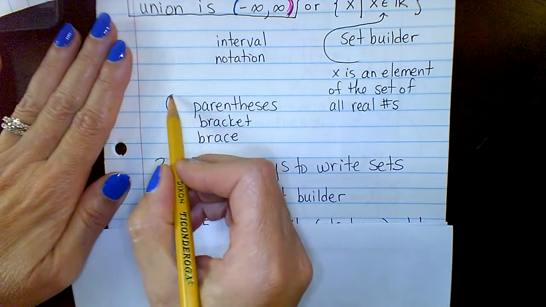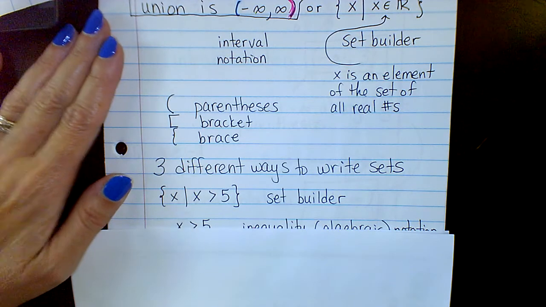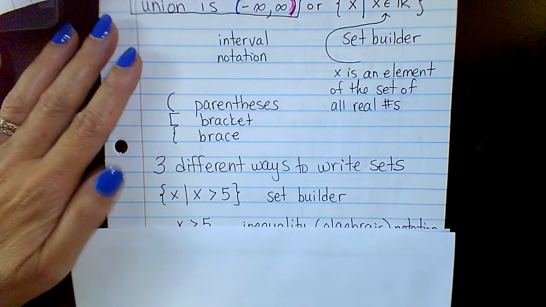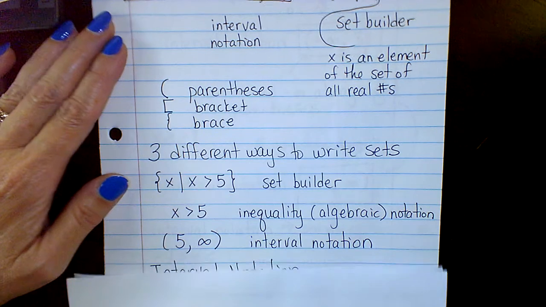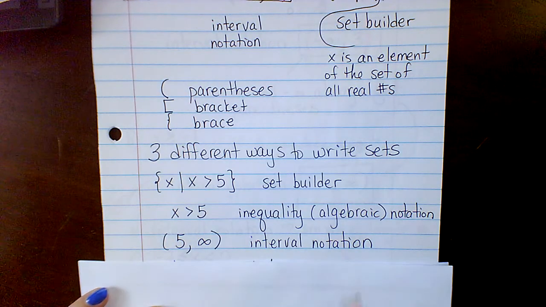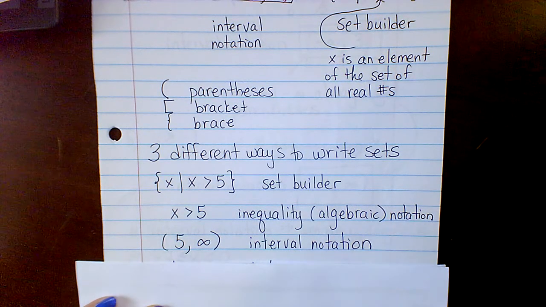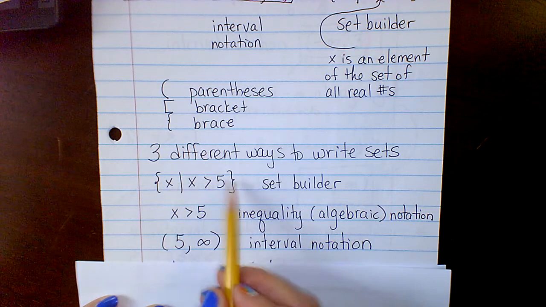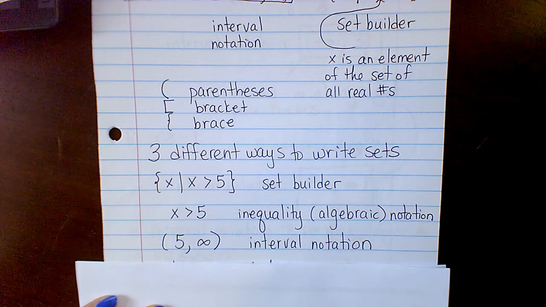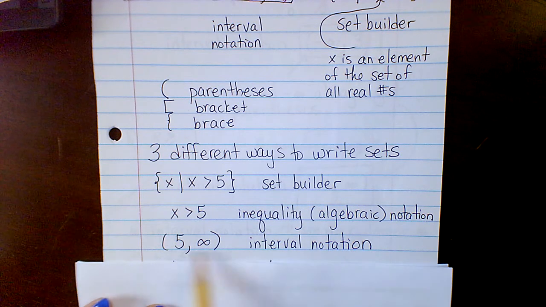Okay, so just to recap where we're at. Those are called parentheses, these are called brackets, and those are called braces, the little curly things. There are 3 different ways to write sets. We've got the set builder notation, which is the really messy, convoluted looking one. We can write it in what's called inequality notation. I think Hawks calls it algebraic notation. That's where you just drop all this mess over here and just write the inequality part. Or you can write it in what's called interval notation. So this means the interval from 5 to infinity.